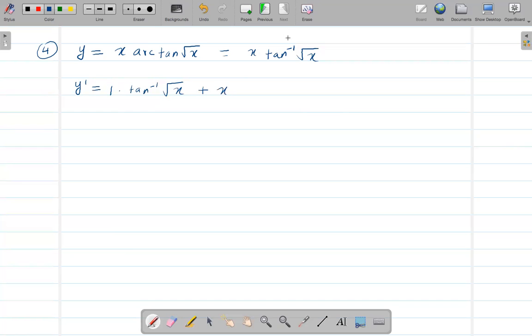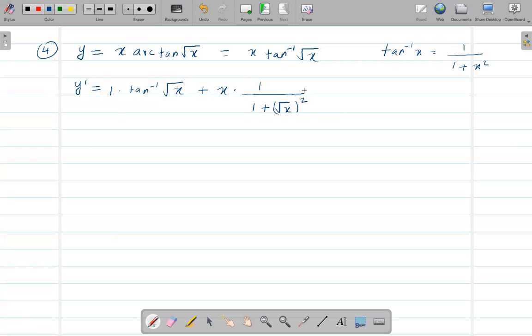Now if I take the derivative of tan inverse of the square root of x, well, we know that the derivative of tan inverse of x is 1 over 1 plus x squared, right? But instead of x, now I have the square root of x, so that means it will be 1 over 1 plus, instead of x, we have square root of x, and we still have the square, so I gotta take the square of this whole thing.